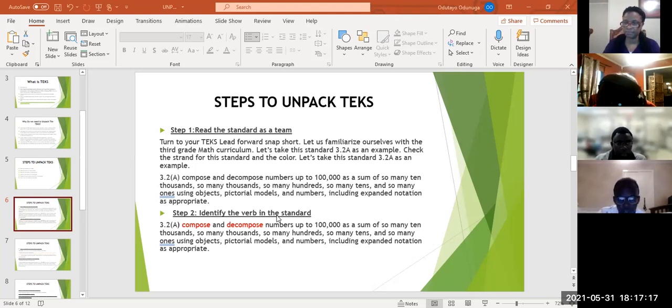Mr. Tim. Okay. I was looking at 3.5B under multiplication, and this one says represent and solve one- and two-step multiplication and division problems within 100 using arrays, strip diagrams, and equations. So this one has two verbs: represent and solve. Once you know how to find the verb or verbs in the standard or TEK that you want to teach, you begin to think of how you're going to help the student understand what the verb means.